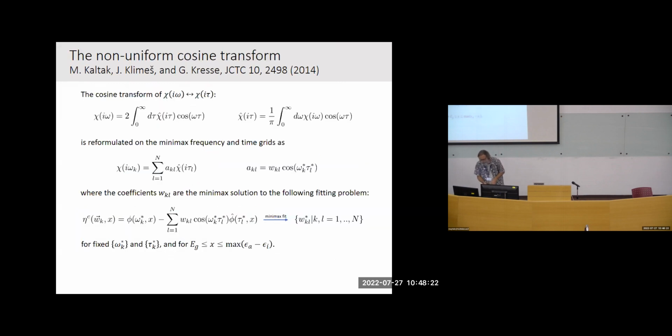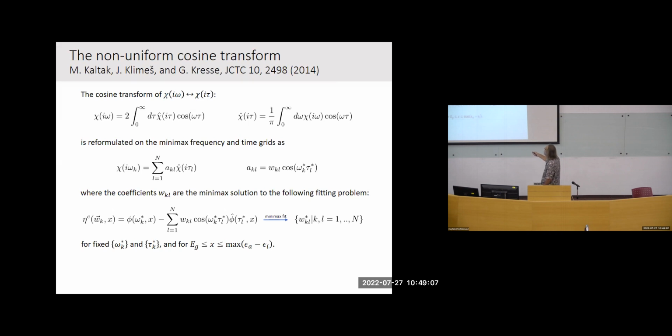So the only thing that is still missing is a transform between the two. Here we have the independent particle polarizability in the frequency domain, imaginary frequencies, and imaginary times, and between them there's normally a cosine transform, as I showed you as a step in our algorithm where we need to do this cosine transform. But now we have these non-uniform frequency grids and non-uniform time grids. And we need to establish a non-uniform cosine transform between the two that takes this particular form.